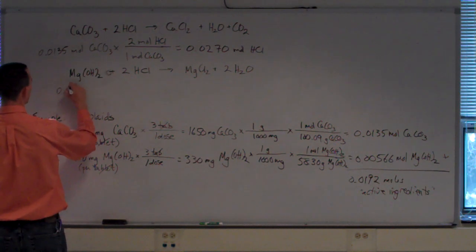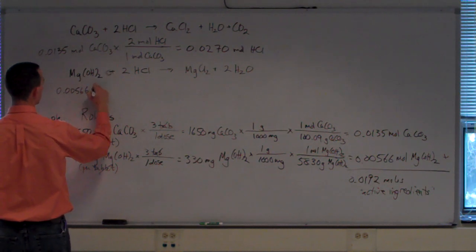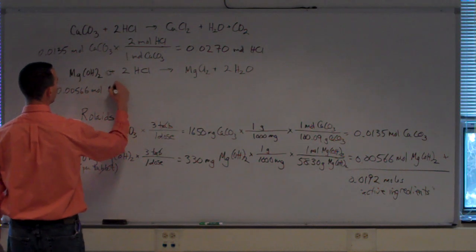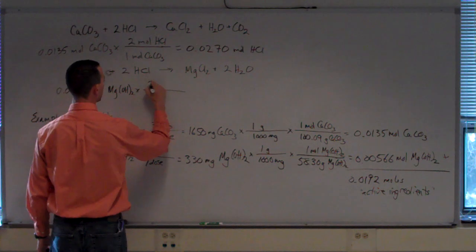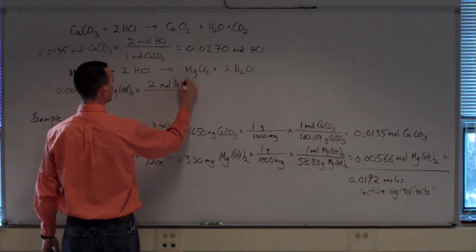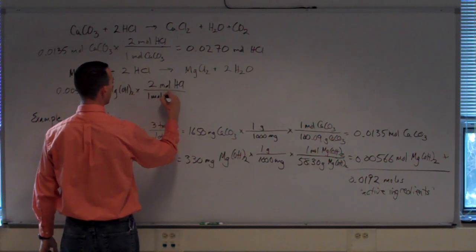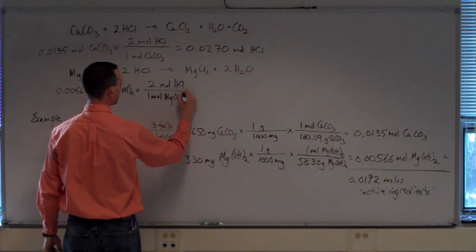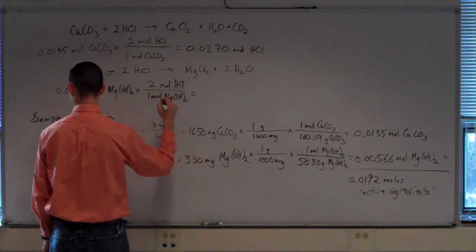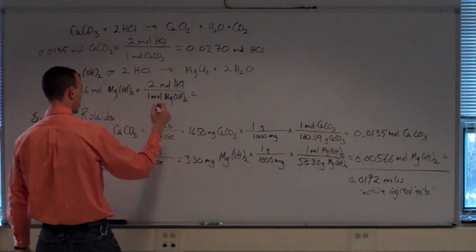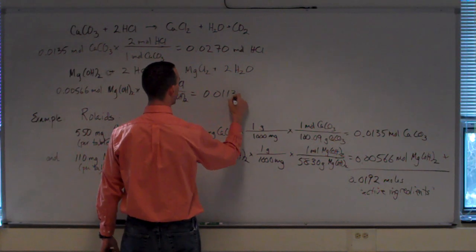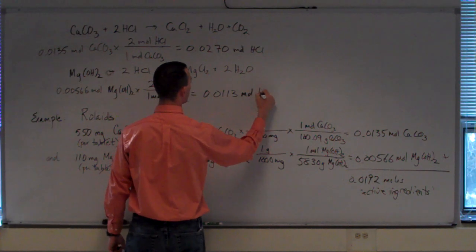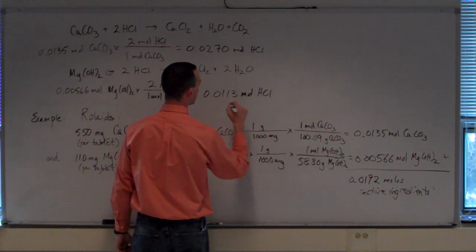But our 0.00566 moles of Mg(OH)2, times the 2 moles HCl per mole of Mg(OH)2, should eliminate roughly 0.0113 moles of HCl.